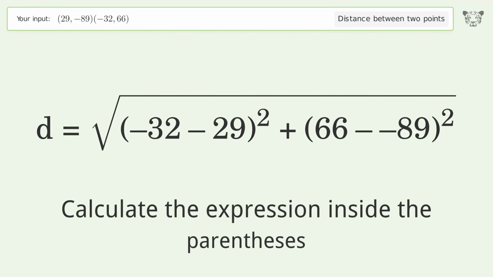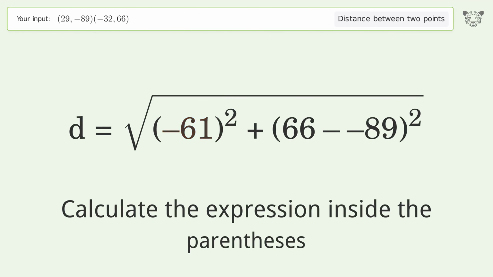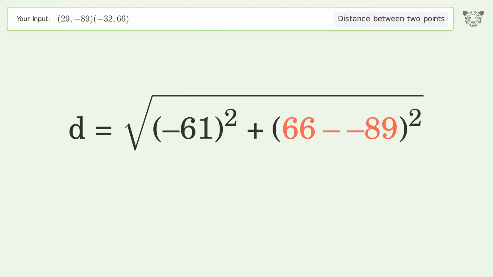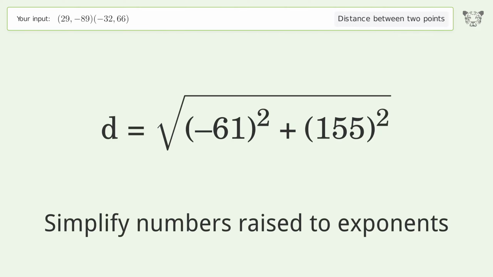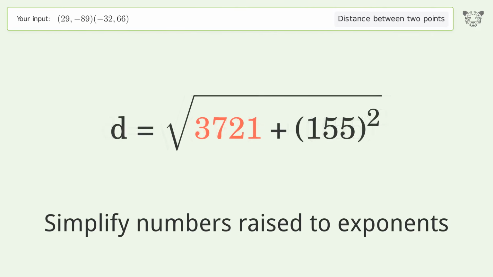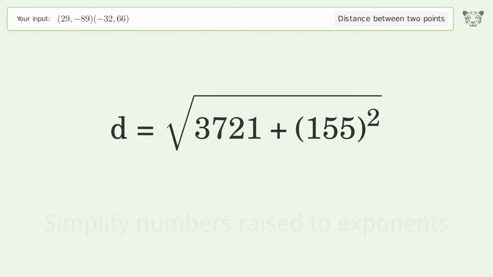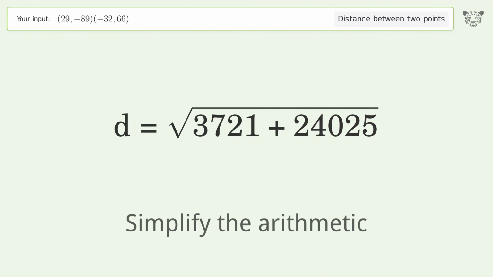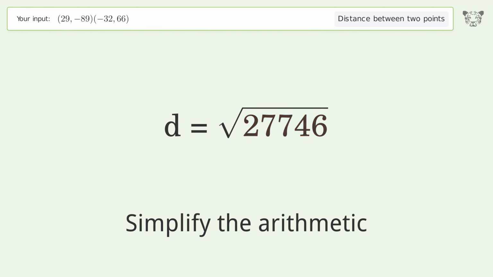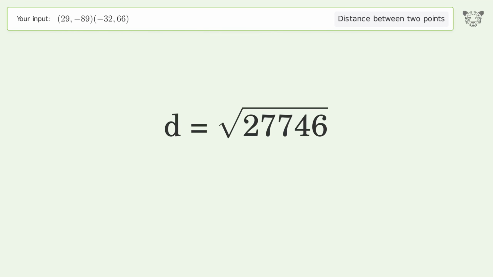Calculate the expression inside the parentheses. Simplify numbers raised to exponents. Simplify the arithmetic. And so the distance between the 2 points is the square root of 27,746, or 166.571.